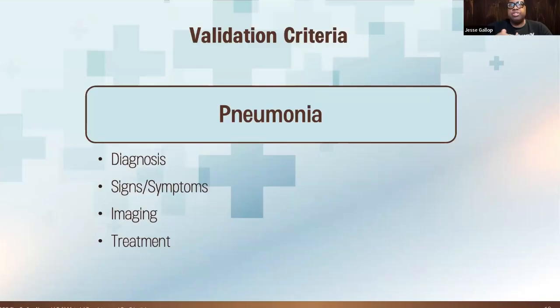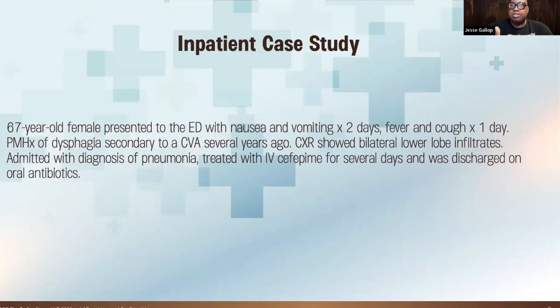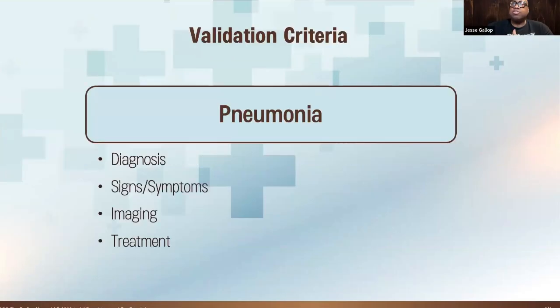So to validate pneumonia, you need a diagnosis, you need signs and symptoms, you need imaging, and you need treatment. So we're going to go back to the scenario. We're going to pick it out. So we have a diagnosis, diagnosed with pneumonia. We have signs and symptoms because they had a fever and cough times 1 day, which would indicate pneumonia. They also have imaging because the chest X-ray showed bilateral lower lobe infiltrates, and they were treated with IV antibiotics and they were discharged on oral antibiotics. So the criteria for pneumonia is met.